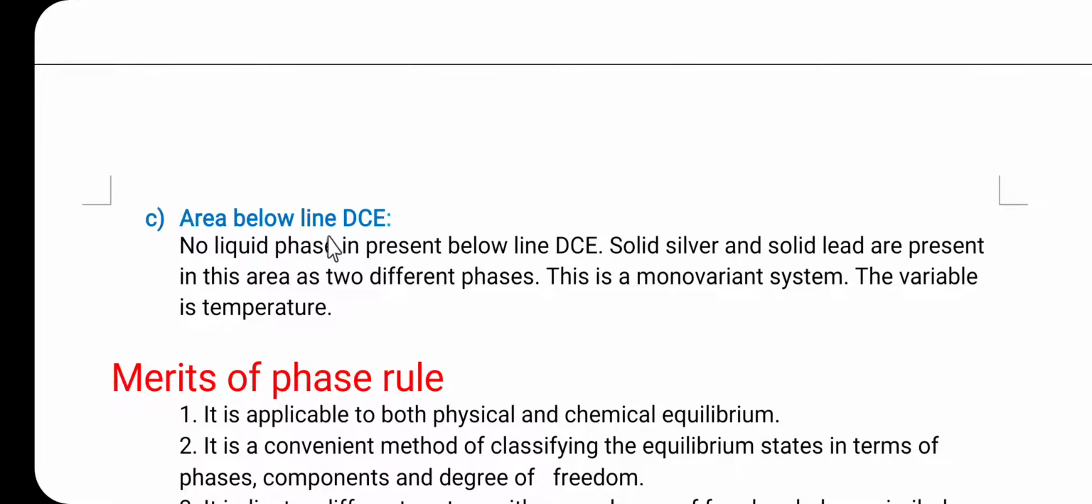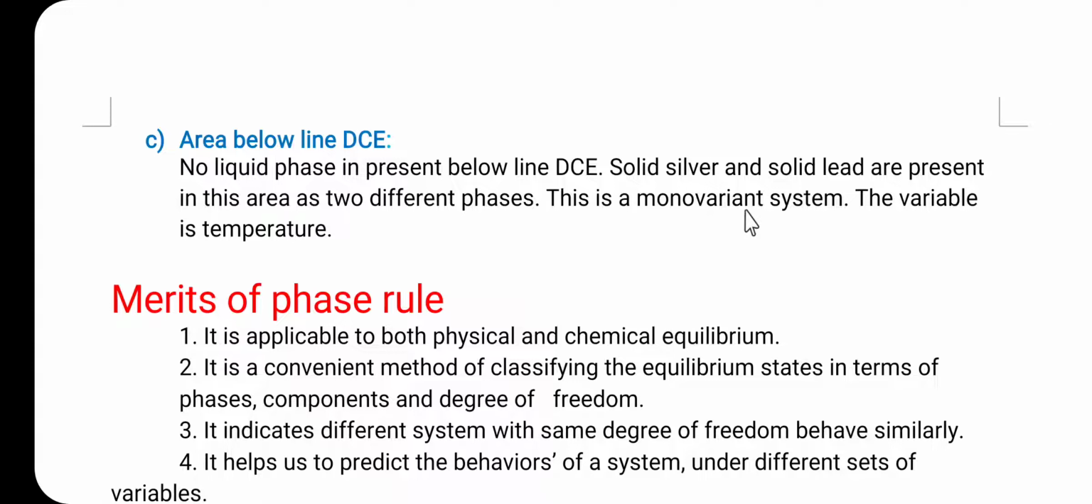Then the area below the line DCE. No liquid phase is present below the line DCE. The solid silver and solid lead are present in this area as two different phases. So this is a monovariant system and the variable is the temperature only. So friends, this is about the two component system, the silver lead system.